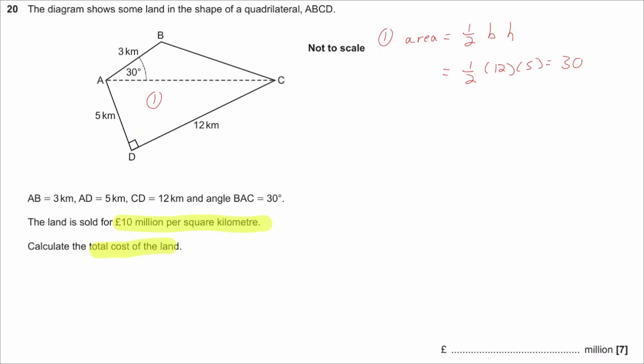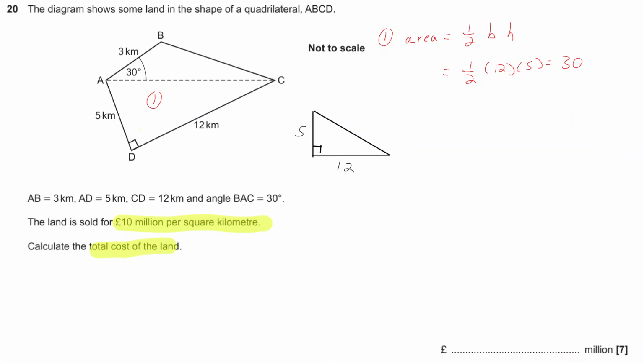So actually, if I get the length of this side here, I'm going to be good to go. So what I'm going to do is look at this triangle here, triangle ADC. Let's make a little sketch of it. I'm going to draw it this way up. Okay, this here is a right angle, and this here is equal to 5, and this is 12.